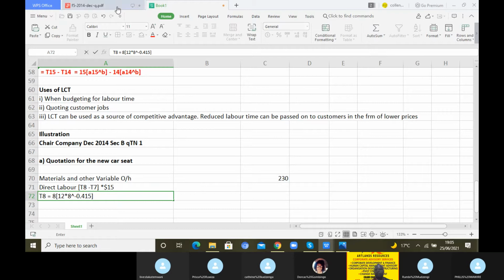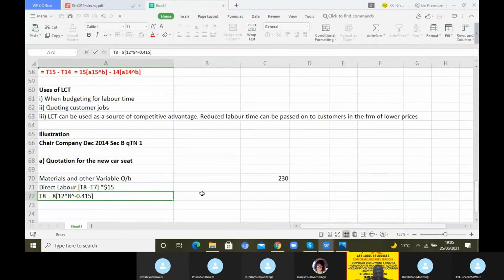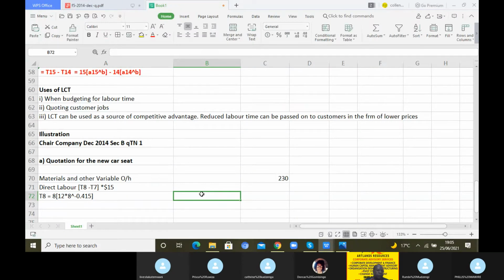You see 0.415 here. That's the index. So I can just say this is the time taken to produce the total time for 8. I say equals 8. Now you may say, when you're doing a computer-based exam, how do we put it? As you can see, I am putting it on the Excel, which is your spreadsheet in the exam. So you do it the same way I'm doing it here.